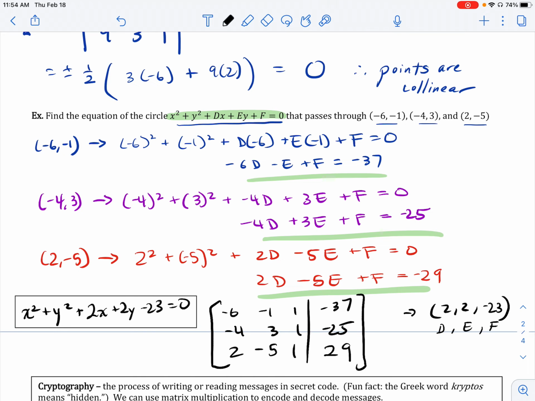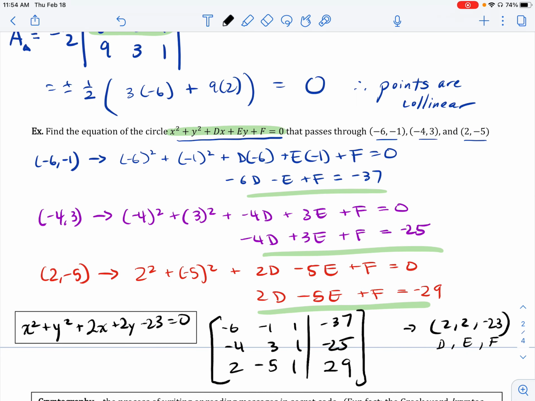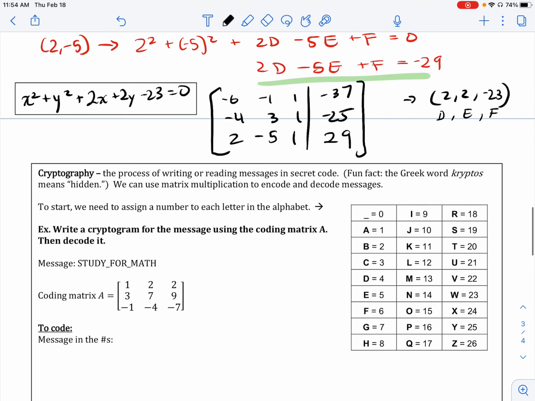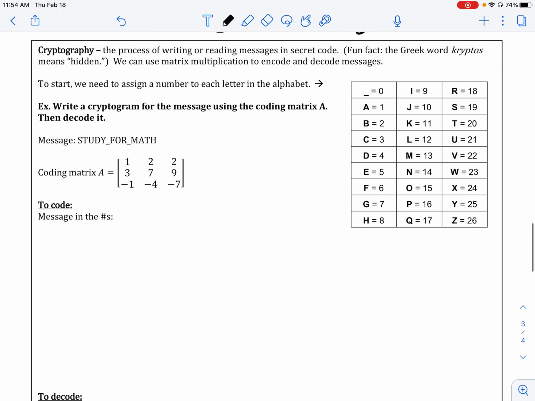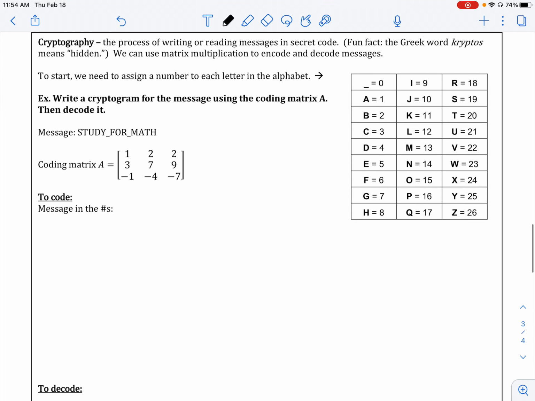Okay? And we won't discuss cryptography, but that is something that you could look up on your own, which effectively involves using matrices to encode or decode messages.